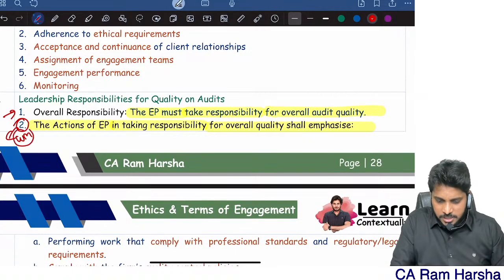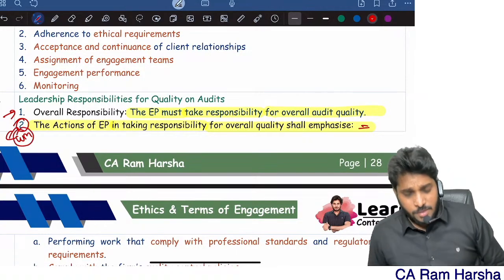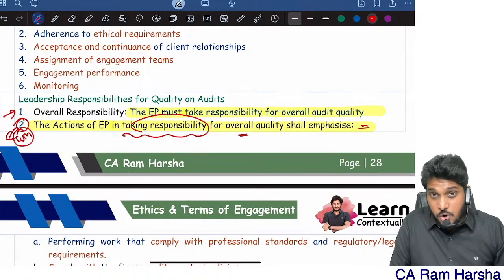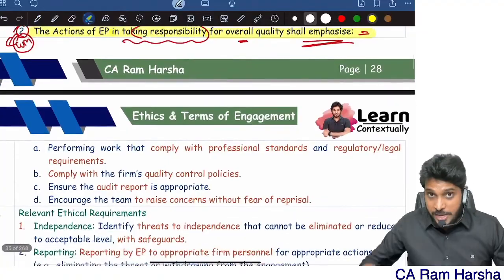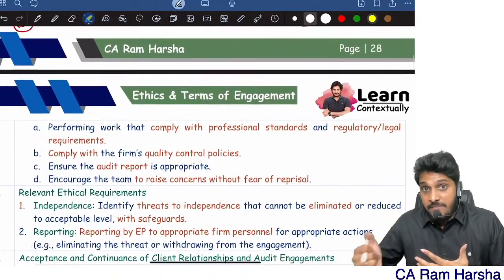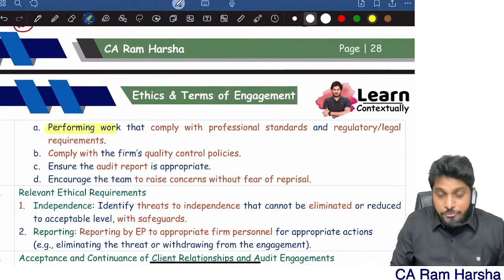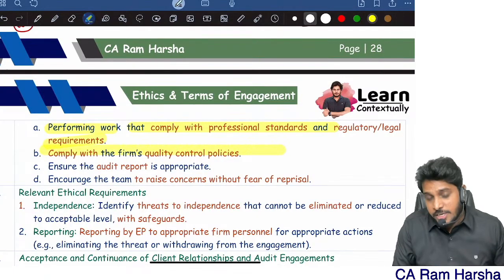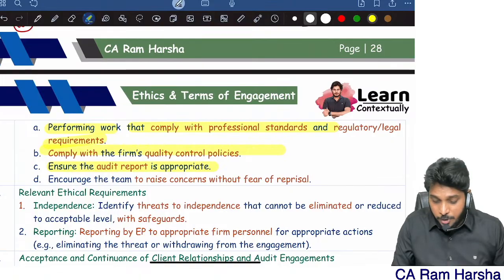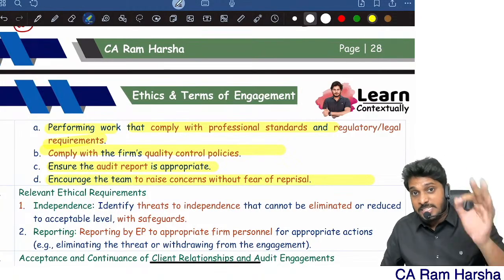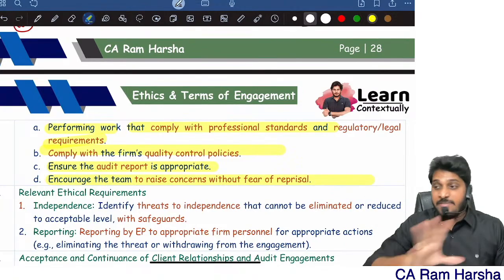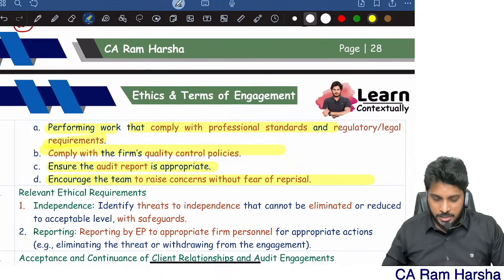This itself was asked as a 4 marks question many times. The actions of the engagement partner when taking responsibility for quality shall emphasize that the partner demonstrates performing work that complies with the standards, complies with the firm's quality control policies, ensures that the report is appropriate, and encourages the team to raise concerns. As a partner, I should tell my team members, please raise any queries freely without any fear of reprimand. Getting it?